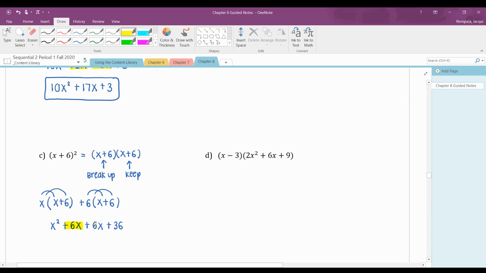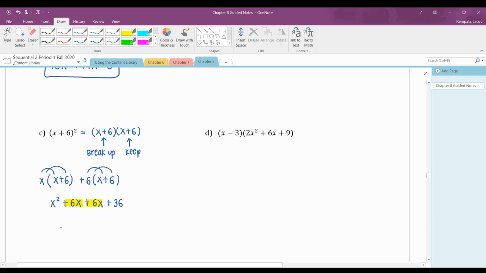I've got a couple of like terms. Notice that both of those 6's are positive. So standard form, keep the x squared. 6 plus 6 tells me that I really now have 12 x's. And then we still have that positive 36. And this would be my answer.